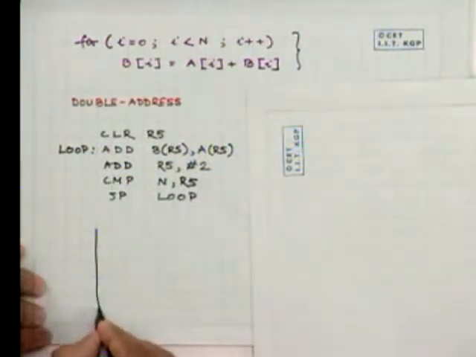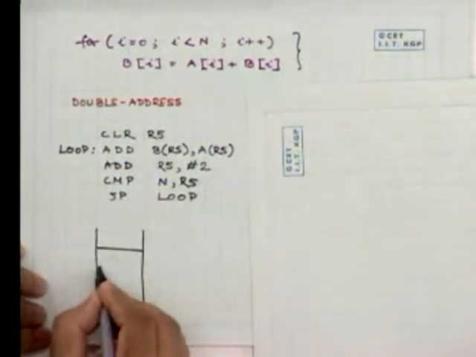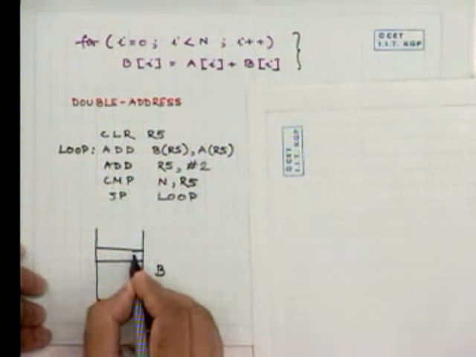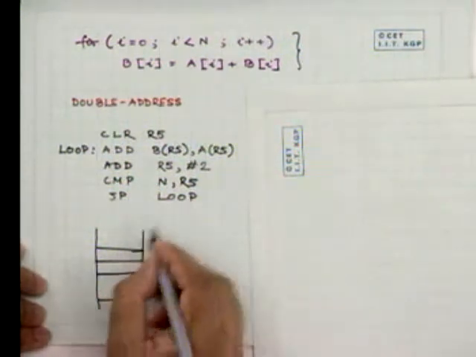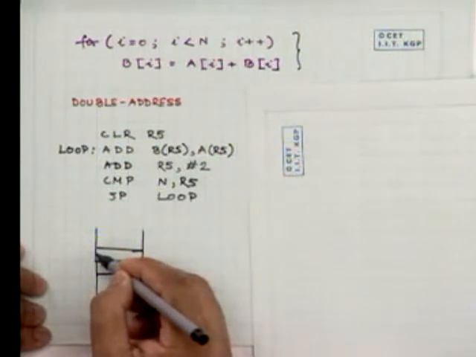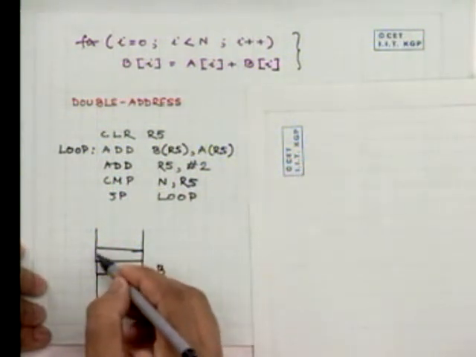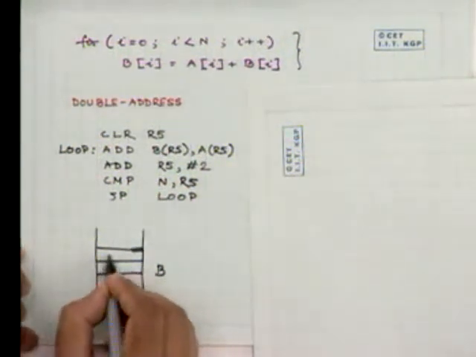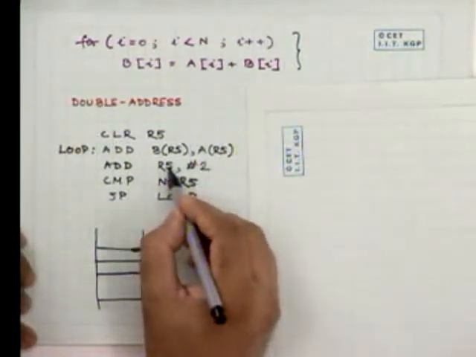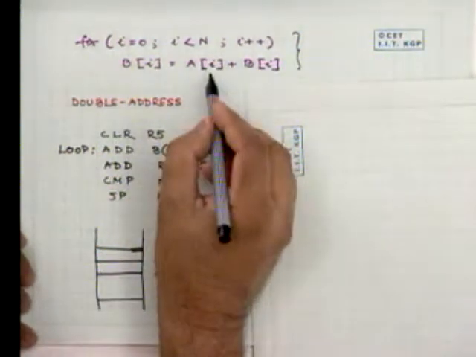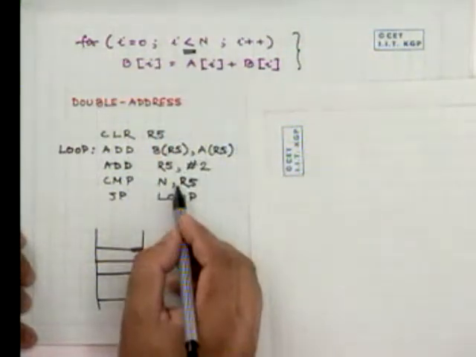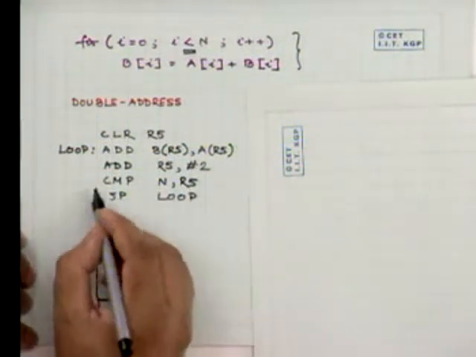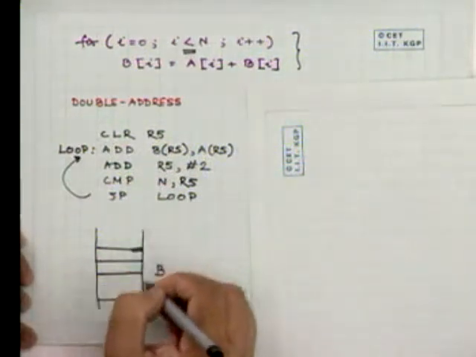Say, for example, this is B, this is the first location of B, then this is the second location of B. I am assuming that these locations one after the other are 2 bytes apart. That means one data is taking 2 bytes. Therefore, you see I am adding 2 to R5, then comparing whether I have crossed the limit or not. Comparing n with R5, if we find that the result is positive, jump on positive, I am coming back to the loop to do this operation once more, right?